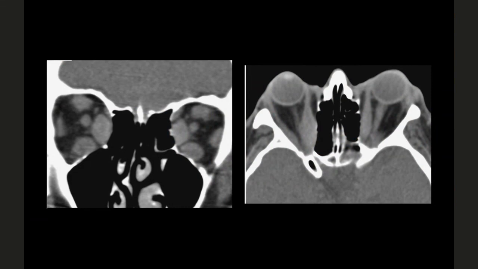And like you said, yes, Coke bottle, which means if the tendinous insertion is intact, then it's going to be Graves. If it is involved, it's going to be pseudo tumor. Now, this one is Coke bottle and it's Graves' ophthalmopathy.